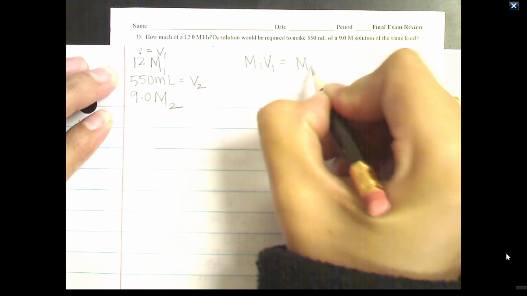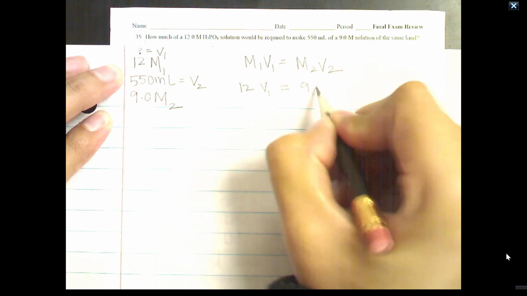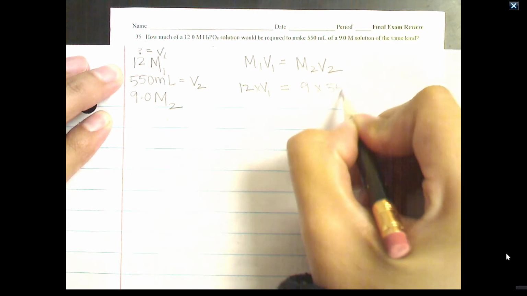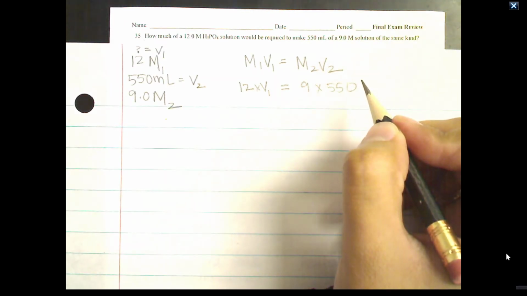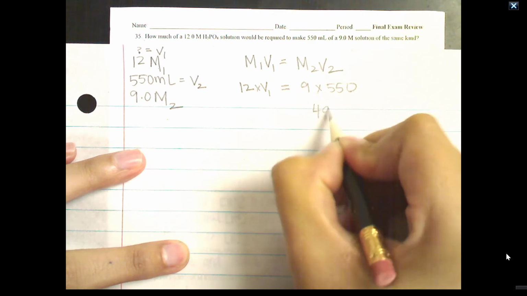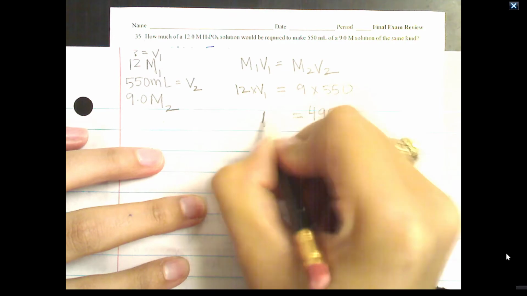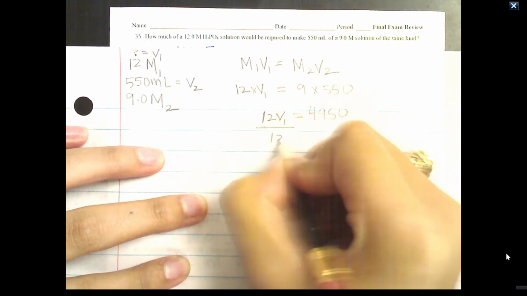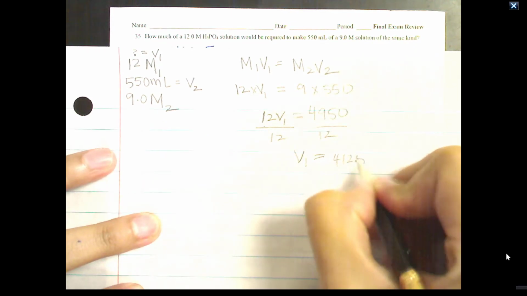So once again, M1 times V1 equals M2 times V2. We can plug in what we know. So 12 times V1 equals 9 times 550. 9 times 550 is equal to 4,950, which is equal to 12 V1. Divide by 12 on both sides, which means that V1 is equal to 412.5 milliliters.